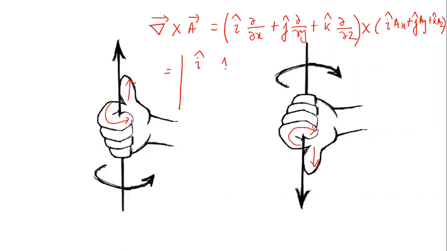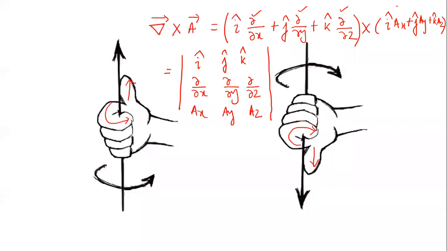i cap, j cap, k cap, and then you have del by del x, del by del y, del by del z. These are the x, y, and z components of the del operator, the partial differentiations. Then you have ax, ay, and az, the components of the vector A. That way we can write it.